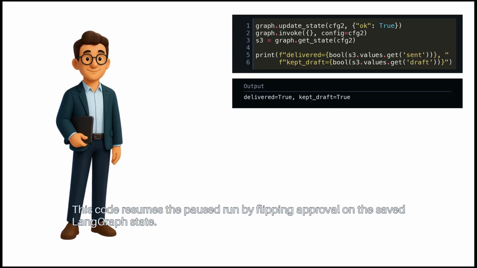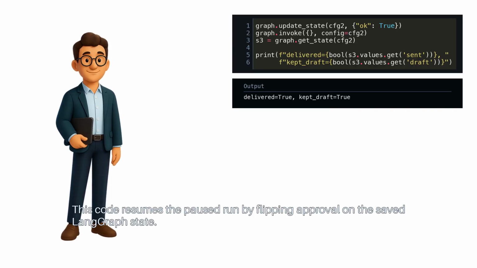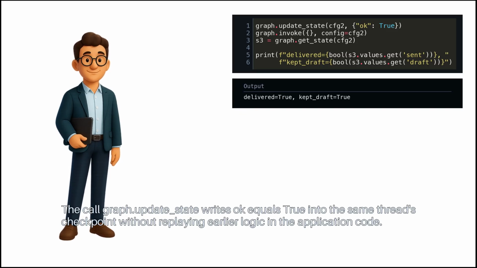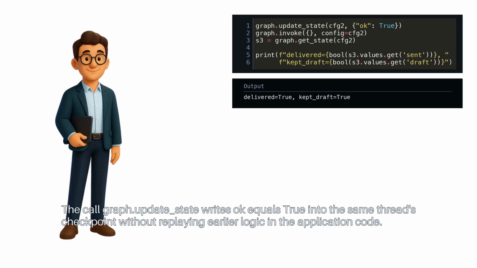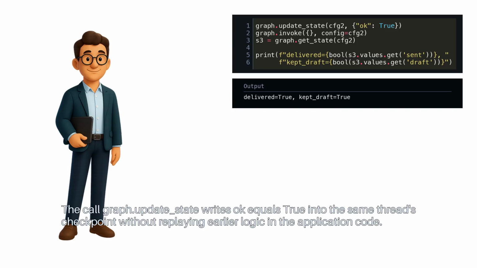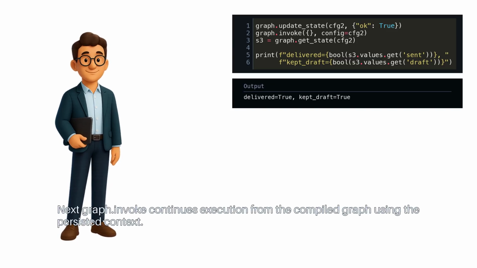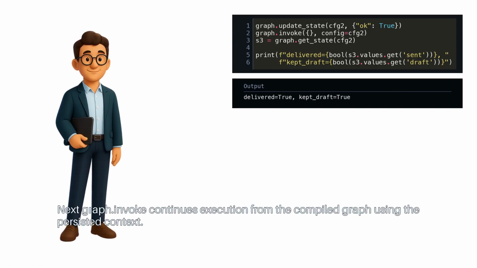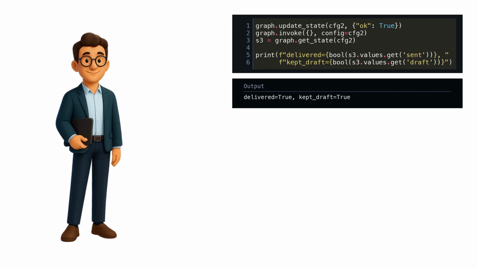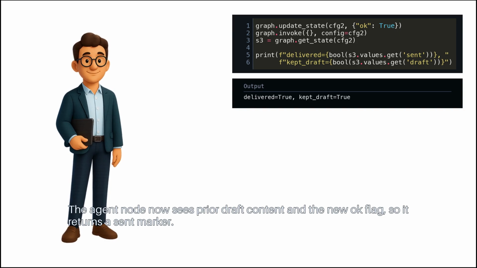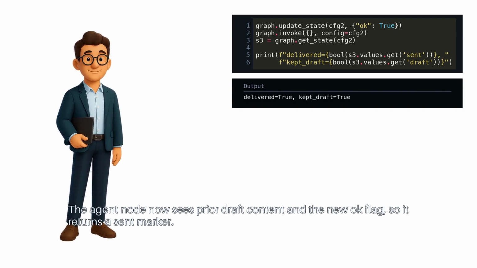This code resumes the paused run by flipping approval on the saved LangGraph state. The call graph.update_state writes OK equals true into the same thread's checkpoint without replaying earlier logic in the application code. Next, graph.invoke continues execution from the compiled graph using the persisted context. The agent node now sees prior draft content and the new OK flag, so it returns a sent marker.